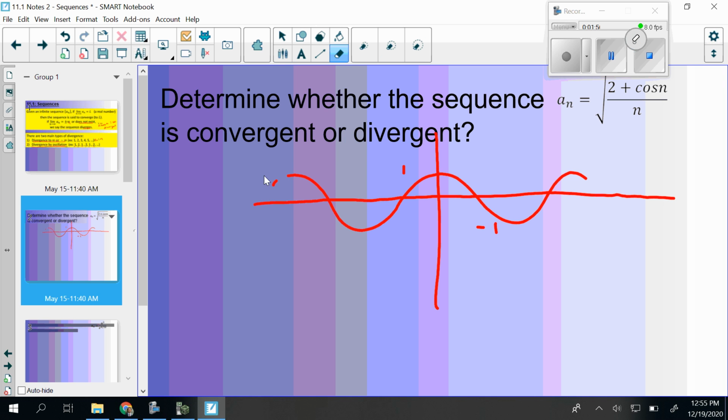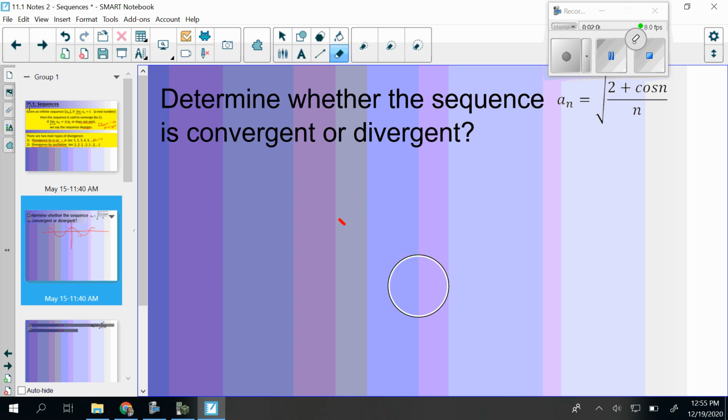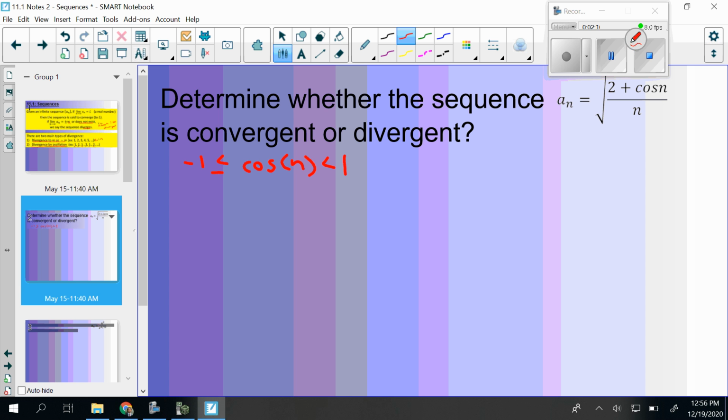So this one might be a good one to do, if you go back to some of the limit stuff you learned early on, by looking at the cosine. That cosine of n we know is always between 1 and negative 1. And I think we can use something called squeeze theorem to check this one out. So if we know that's true, let's get that other stuff in there now.